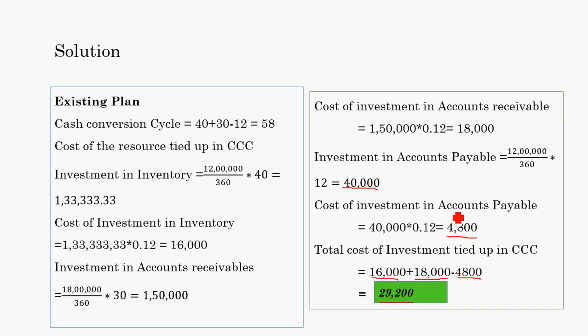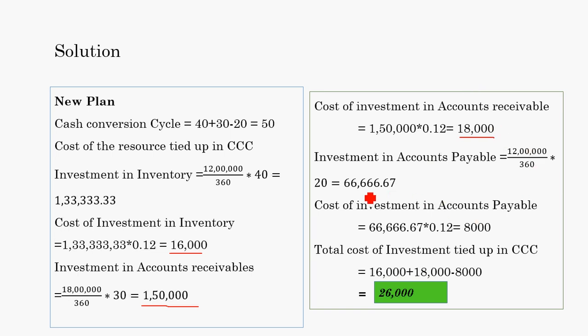Now we are going to look at if that accounts payable was increased from 12. Okay, what will be the new cost? Under your new plan, nothing is going to change except for your accounts payable. The investment in inventory is the same, the investment in your accounts receivable is the same, and similarly the cost of investment in your inventory and in your accounts receivable is going to remain the same, because the change is only happening for your accounts payable days.